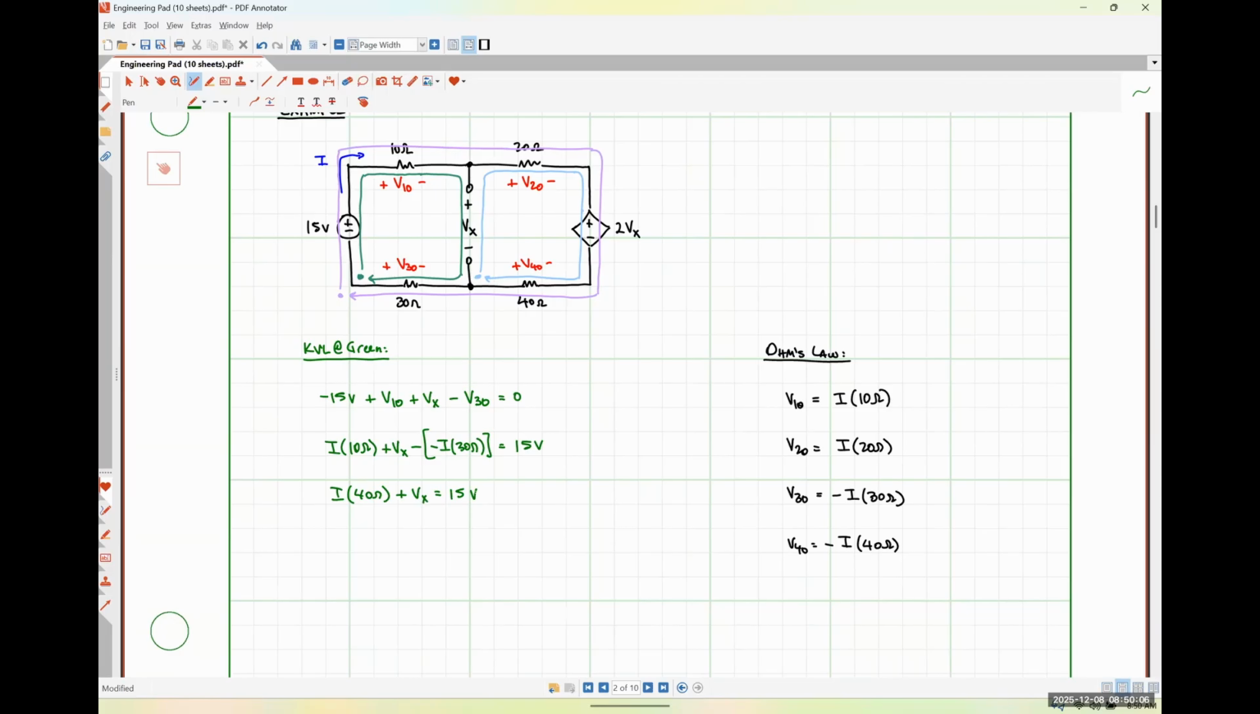So I've gotten that first KVL equation down to, instead of one equation with 3 unknowns, one equation with 2 unknowns. So it's better, but it's still not good enough. I'm going to need to come up with another equation. Well, we have 2 other KVL paths that we could write equations for. So let's pick one of those. Blue or purple? Blue. Okay.